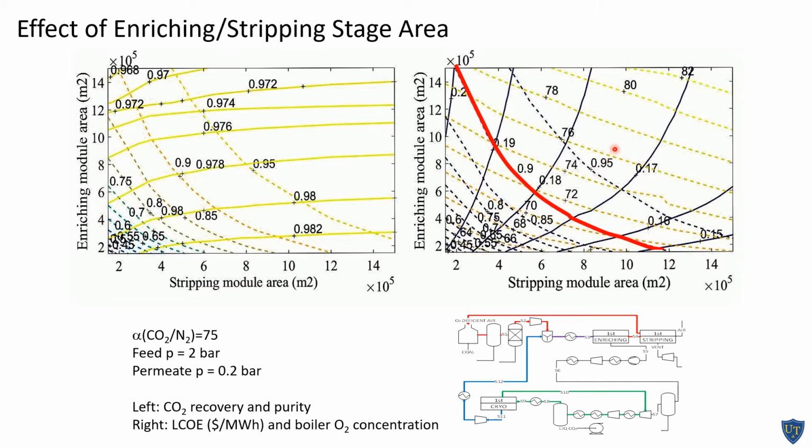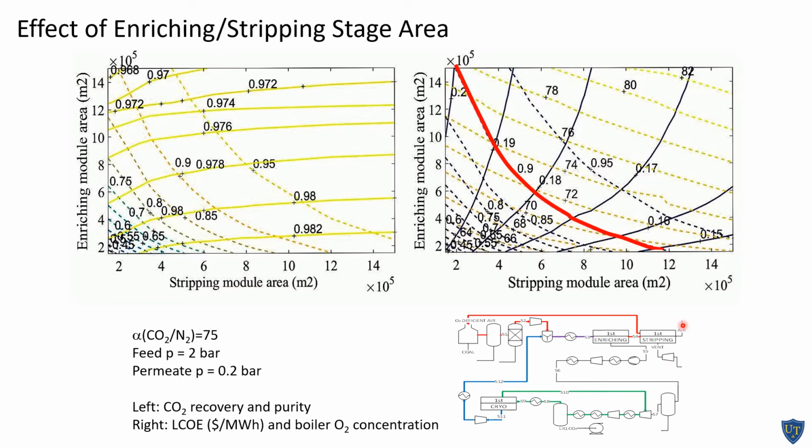And what you can see here is that as we move along this line at this end up here, the levelized cost of electricity is about $78 per megawatt hour. But as we move down from having a large enriching stage and a small stripping stage to the opposite, having a large stripping stage and a small enriching stage, the cost decreases to below $70 per megawatt hour. Well, we should operate here then in this region, shouldn't we?